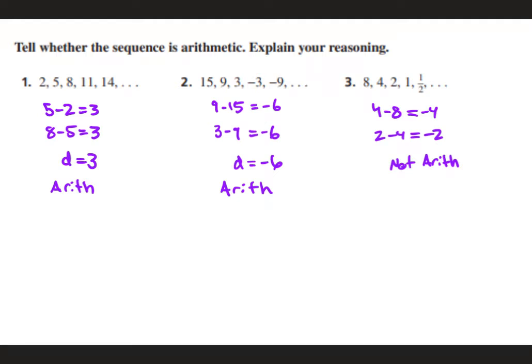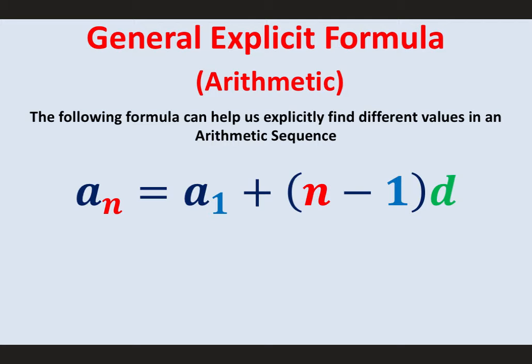Okay, cool. All right, so here we go. This is called the general explicit formula. Hey, another formula you probably want to write down. If you don't already have it written down, I would make sure you do so. So it says the following formula can be used to explicitly find the values in any arithmetic sequence.